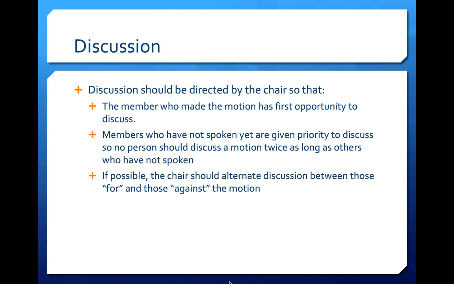Normally, the member who made the motion should have the first opportunity to discuss, because they should be telling us why they made that motion. Why is it important to them? And give them an opportunity to tell why they think it should happen.